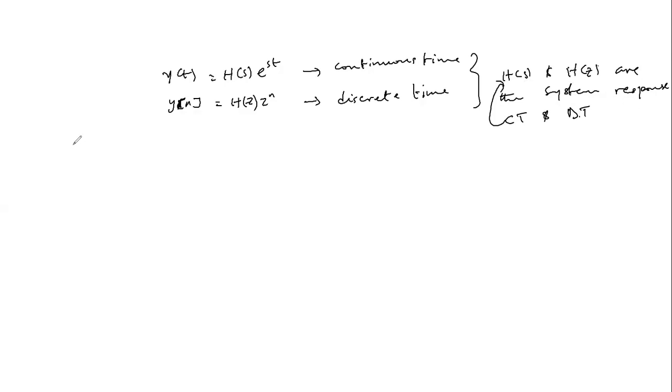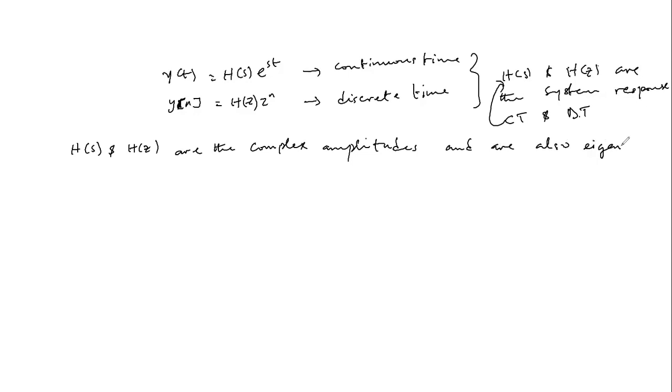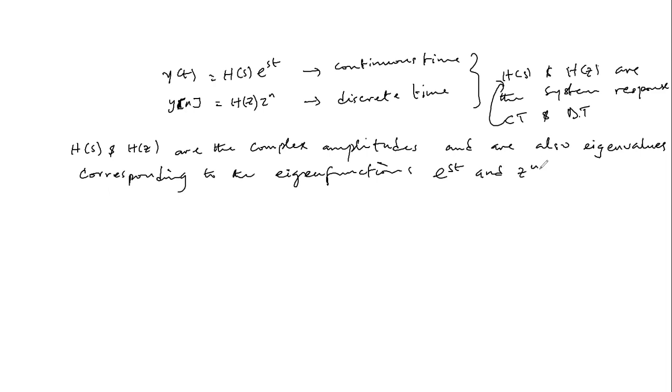Now you should note here that h of s and h of z are the complex amplitudes and are also the eigenvalues corresponding to the eigenfunctions e to the st and z to the n respectively.